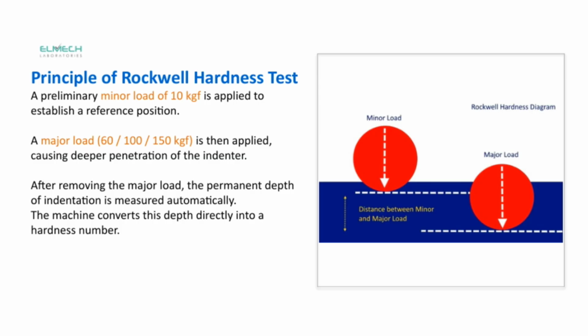This larger load causes the indenter to penetrate deeper into the material, creating a visible indentation. Once the major load is removed, we measure the permanent depth of this indentation automatically. The machine then converts this depth directly into a hardness number, giving us a precise measurement of the material's resistance to deformation. This process is fundamental because it provides a standardized way to evaluate the hardness of different materials, which is essential for assessing their suitability for various applications.